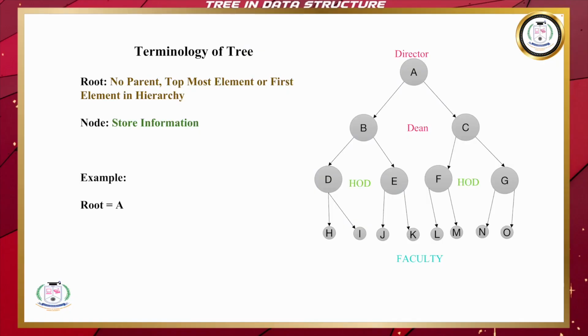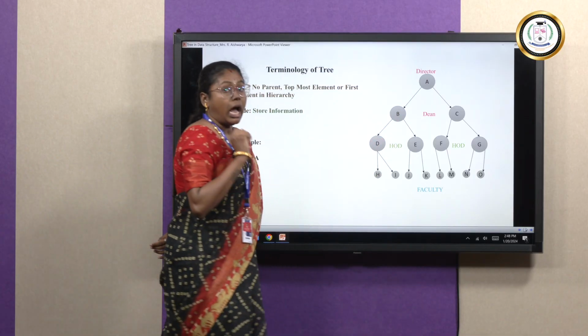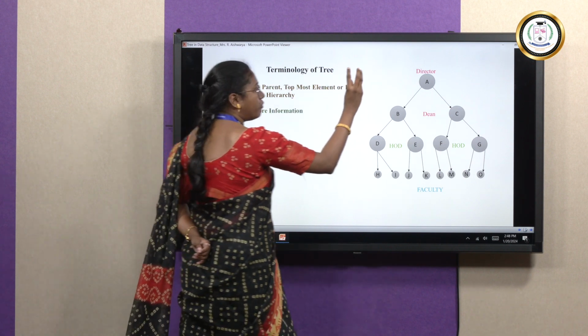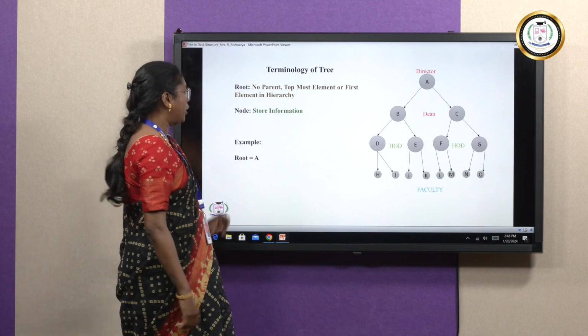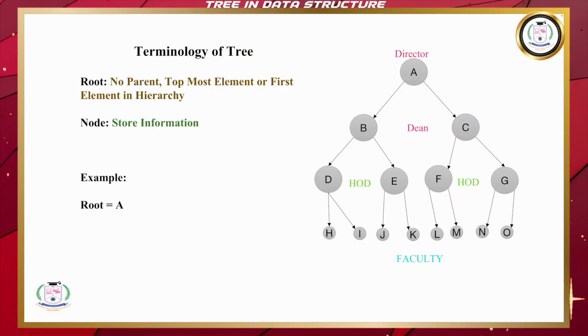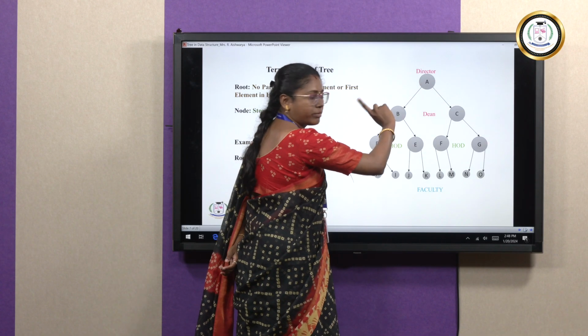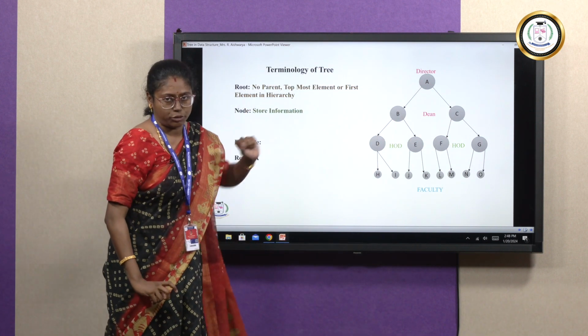Next, I am going to tell you about the terminologies of the tree. What are the terminologies existing in the particular tree? As I said, here A is nothing but the root node. How can I find out from the given tree what the root node is? Which node does not have a parent node? What do you mean by parent node? Just look at it. No parent, a topmost element or the first element in the hierarchy. If I take B, who is the parent of B? A. For C, who is the parent of C? That is A. So from this we have to understand.